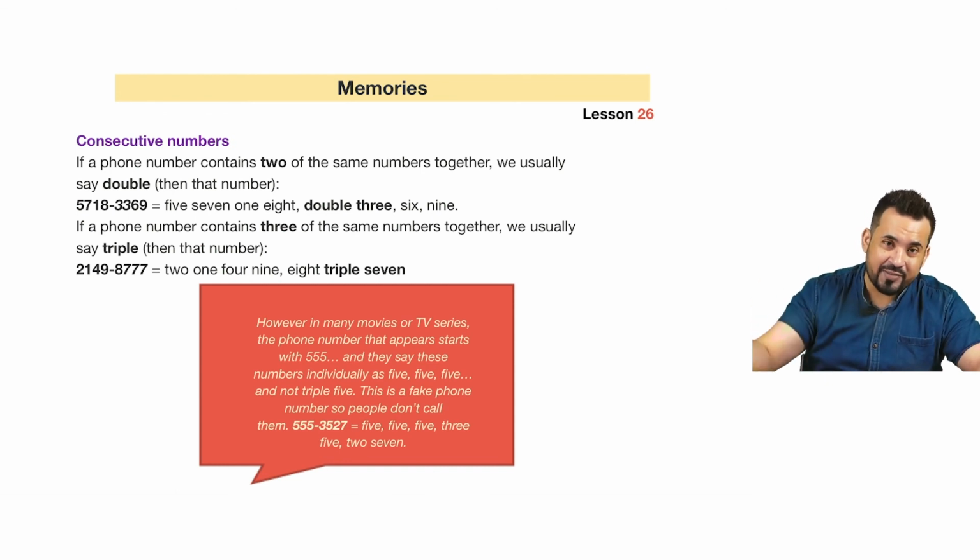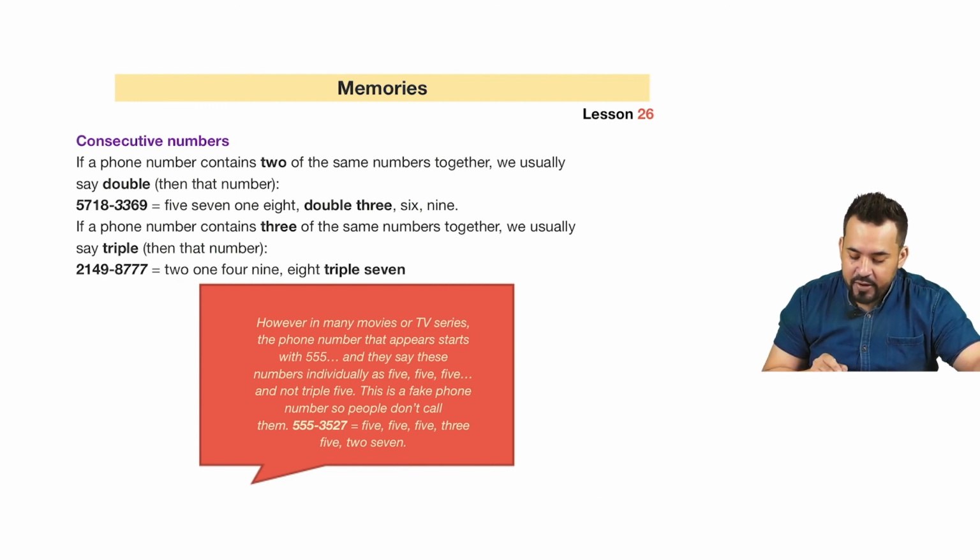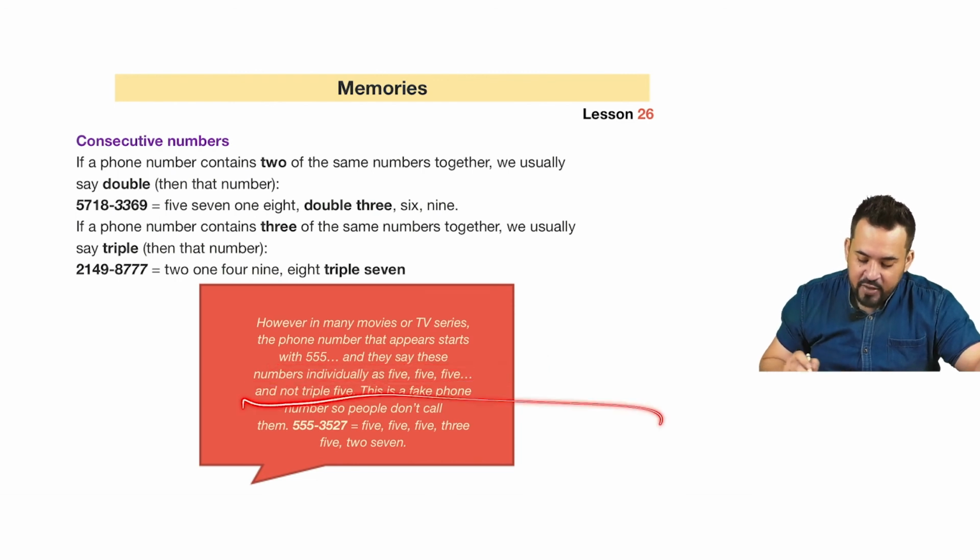Now, if we have the same number three times, we just say triple, as in 2147 8777, triple seven. However, in many movies or TV series, the phone number that appears starts with 555, and they say the numbers individually as five five five and not triple five. This is a fake phone number, so people don't call them. Never mind this.